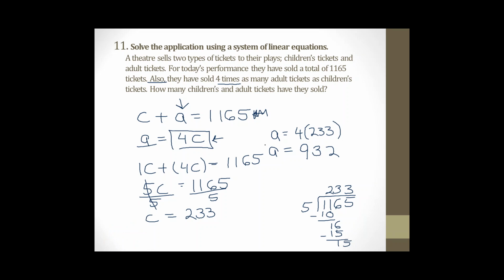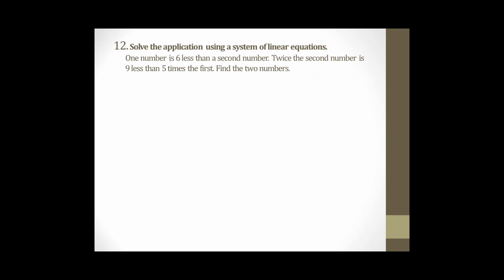Okay, so we have our A and we have our C. So children's tickets, 233. Adult tickets, 932. Very nice. If there are no questions, let's move on to our next problem, and I am pretty sure it's another word problem. So number 12 says, first of all, solve this application using a system of linear equations.